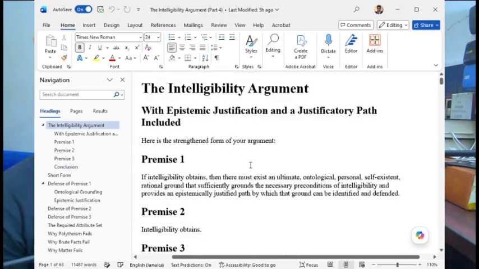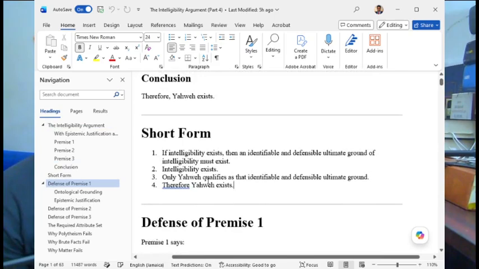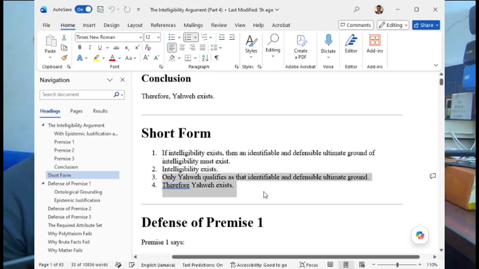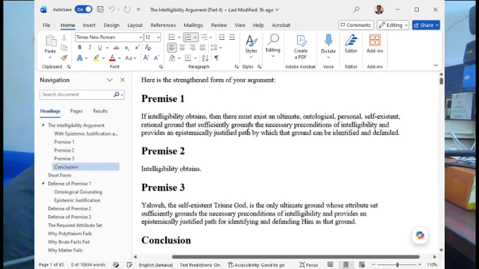Okay, good. So I'm going to give you the simplified form first. Here it is. If intelligibility exists, then an identifiable and defensible ultimate ground of intelligibility must exist. Intelligibility exists. Only Yahweh qualifies as that identifiable and defensible ultimate ground. Therefore, Yahweh exists. There we are. So up here is the advanced form.